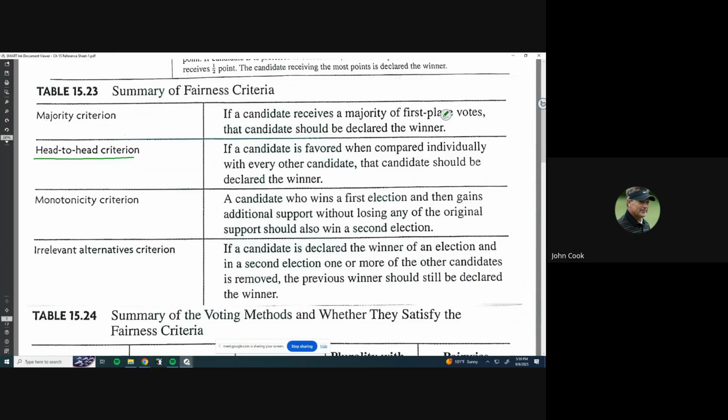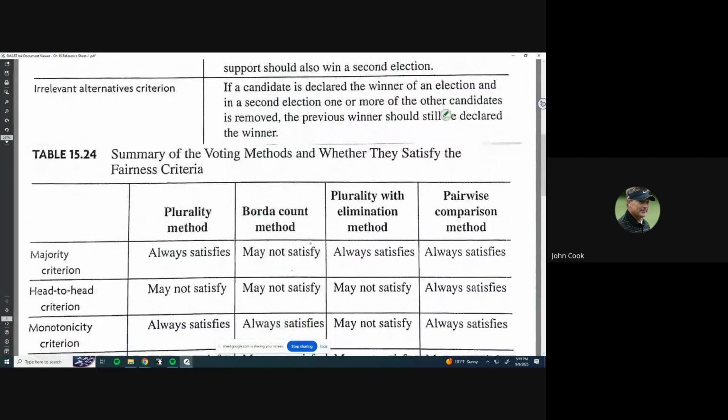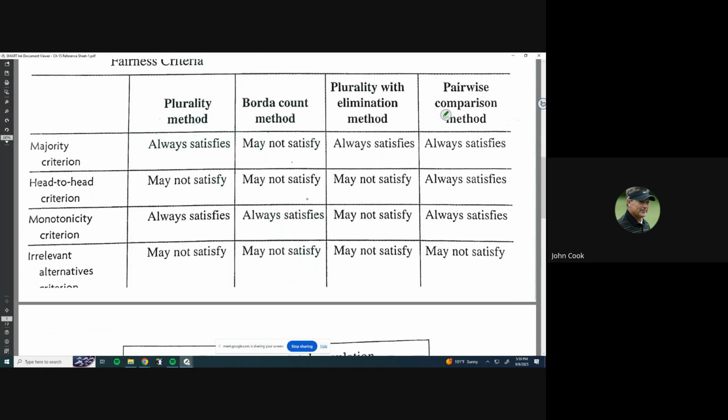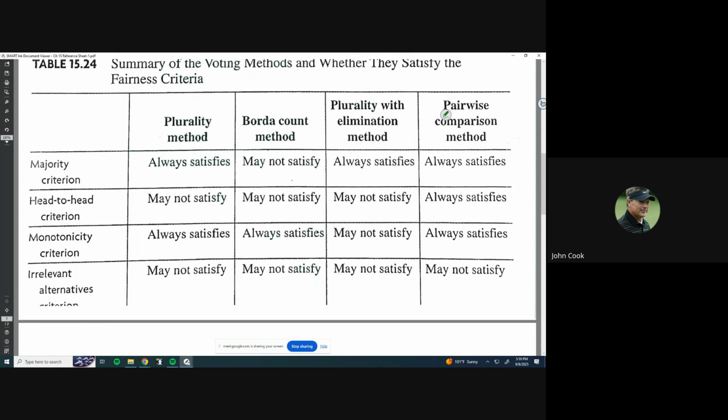The head-to-head criterion basically means that whoever wins pairwise should be the same exact winner that you get with all the other methods. If you go down this table, the summary of the voting methods and whether they satisfy the fairness criteria, and look at head-to-head, pairwise comparison always satisfies it, because whoever wins the pairwise comparison should be declared the winner.